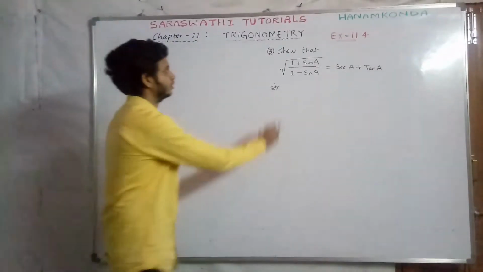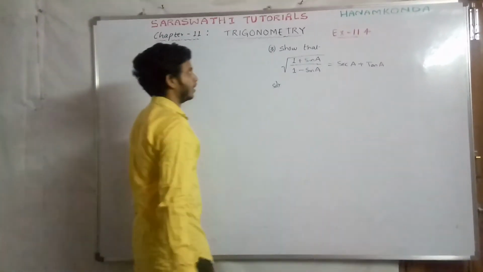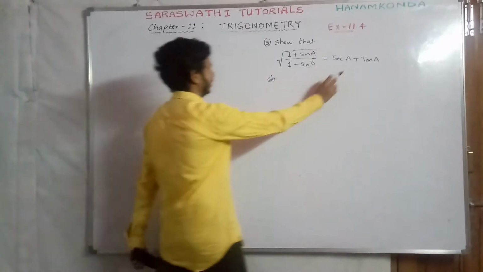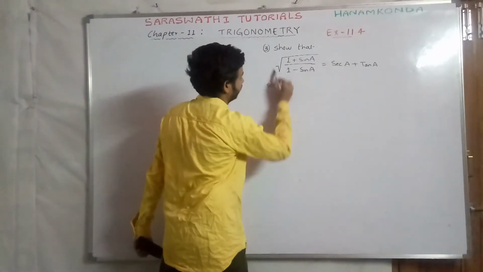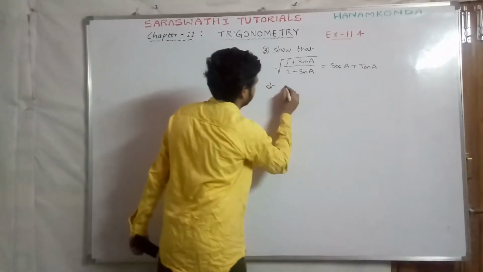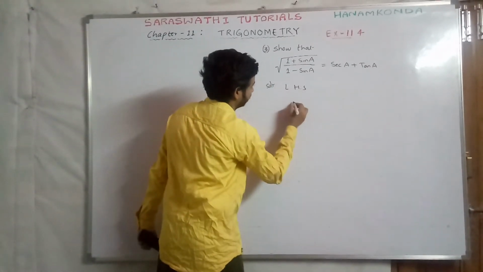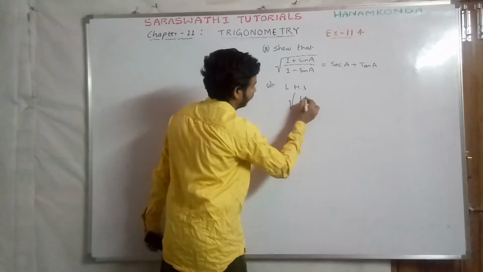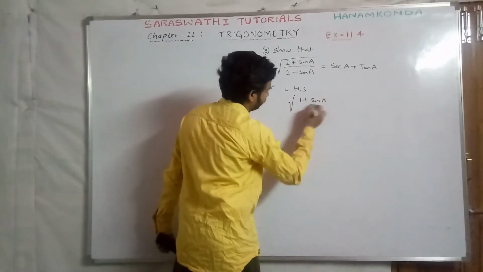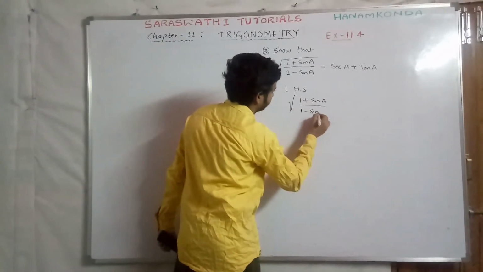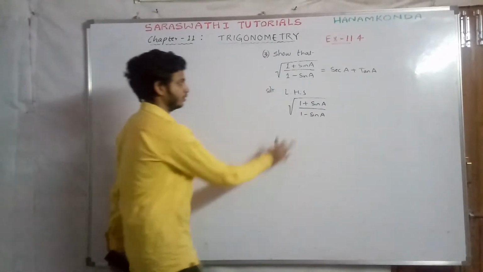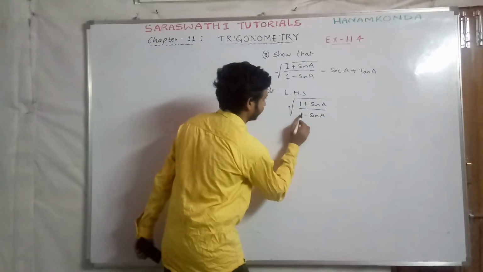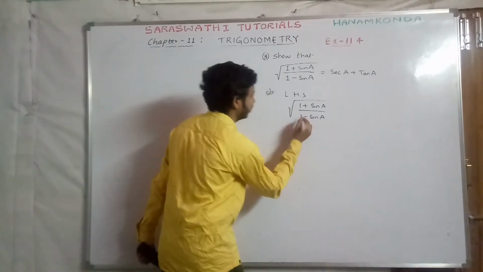The next question is, show that under root of (1 plus sin a) by (1 minus sin a) equals sec a plus tan a. So first consider the LHS part. This is the left hand side part. This is the right hand side part. So LHS equals under root of (1 plus sin a) by (1 minus sin a). The denominator is 1 minus sin a. So the rationalizing factor of 1 minus sin a is 1 plus sin a.